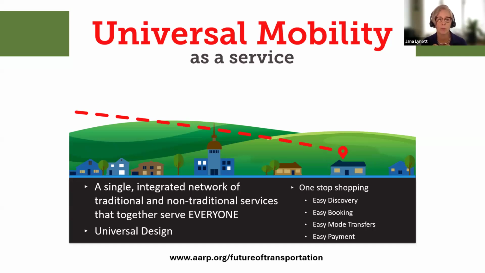But at its heart, Universal Mobility as a Service is really about a single integrated network of both traditional and non-traditional services that together serve everyone. It inherently implies universal design, which is a design concept that says, okay, you don't just tack on accessibility after you've completed a project, you do it from the outset. You really look to understand what the traveling public's needs are and design for everyone. But in the end, it offers one-stop shopping, easy discovery, easy booking, easy mode transfers, and easy payment. So that's really the concept behind mobility as a service.